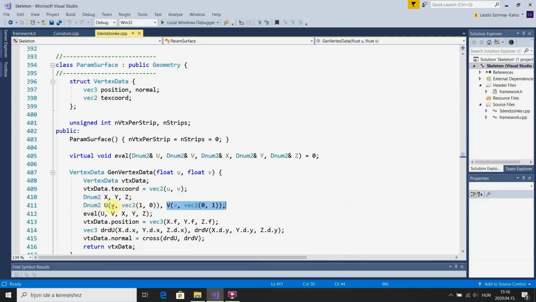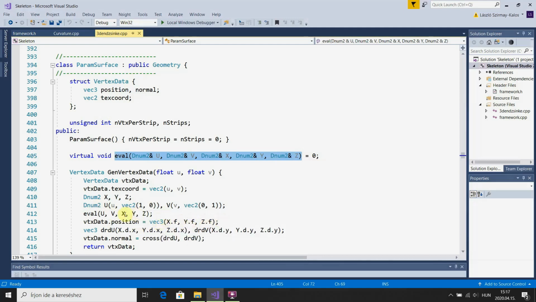Having x, y, z and u and v, this evaluation function is called, which is yet a pure virtual function. But we assume that from u and v it generates x, y, z, and recall that when we implemented the dual number, f is just the value of the function.